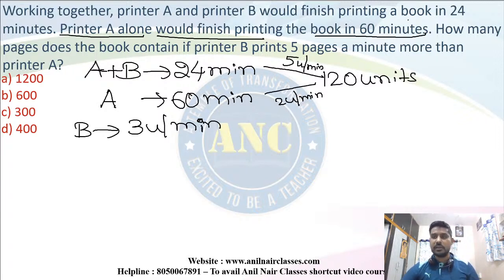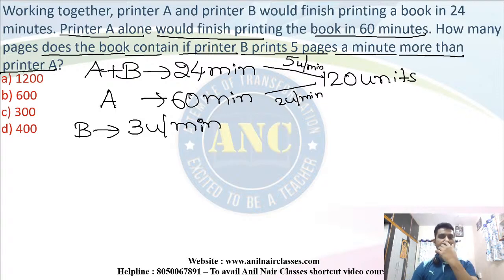The next part of the question says, how many pages does the book contain if printer B prints 5 pages a minute more than printer A? That means, suppose printer B is printing 5 pages per minute more than printer A, how many pages does the book contain is the question.